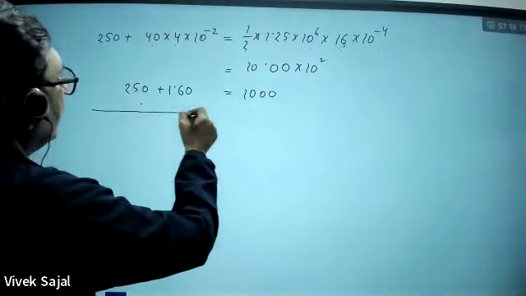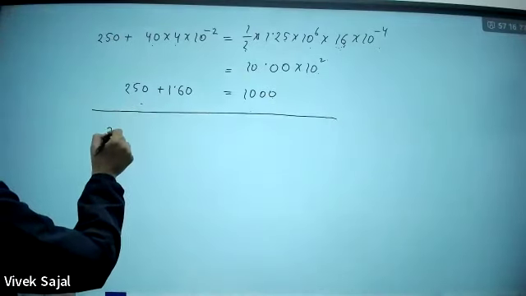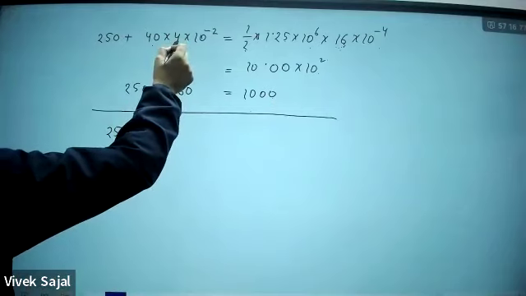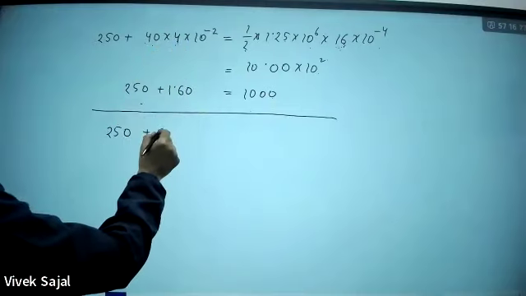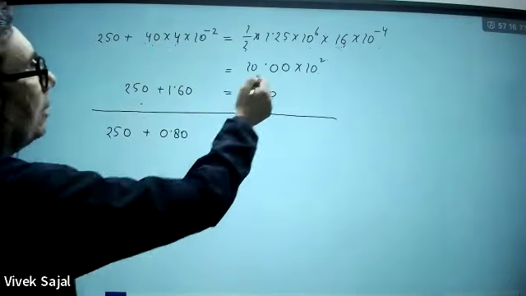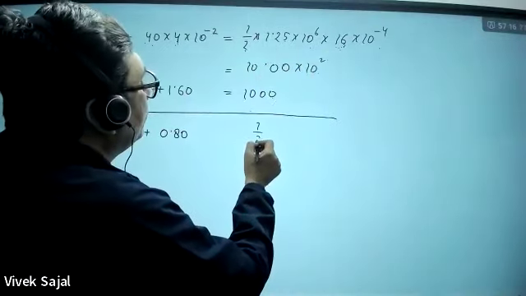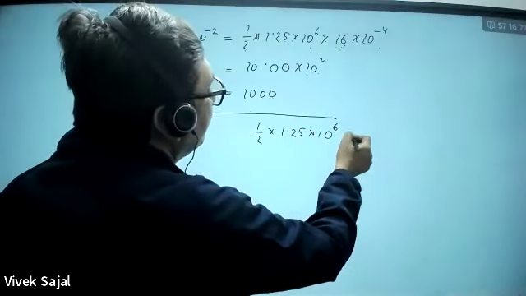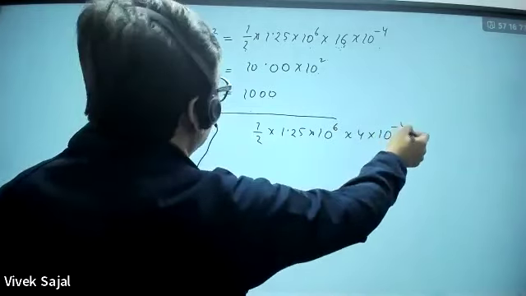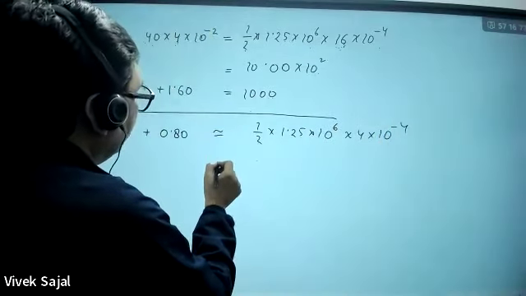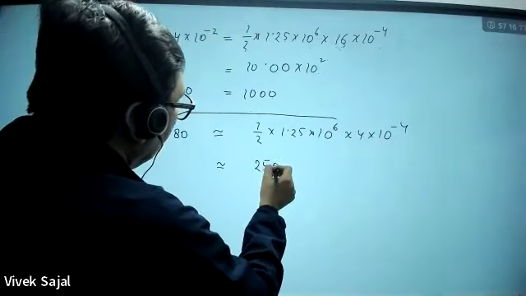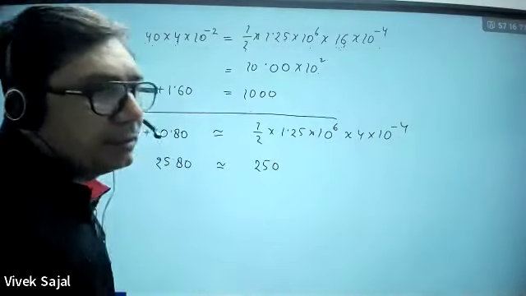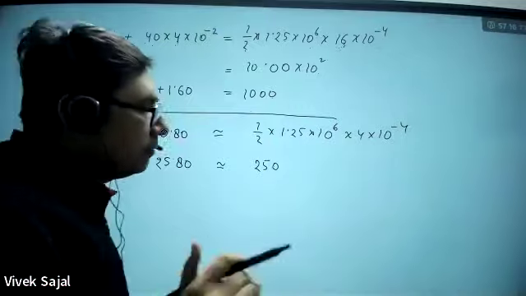If I do the calculation with whatever answer I get, then this left hand side will be 250 plus this will be here 2. So this will be 80. So this will be 0.80. And on this side, you will have 1 by 2 into 1.25 into 10 to the power 6 and into 4 into 10 to the power minus 4. So on this side, they are approximately equal. This is 250 if you look, and here this will be 250.80. So if you substitute 2 centimeter, this was a correct answer. So the options were not correct actually.